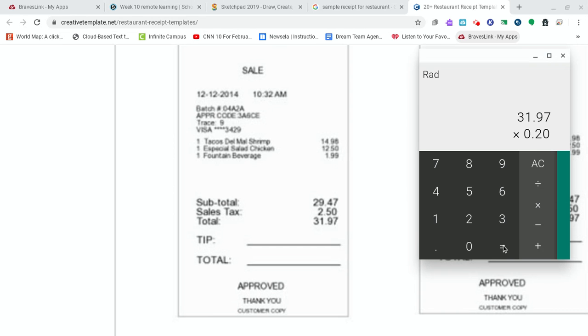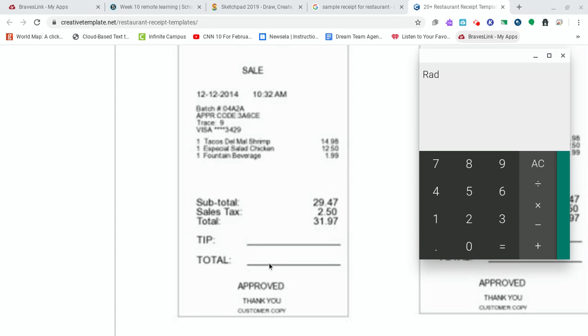So the tip that I would give is $6.394. No, $6.39. Remember, we only go two places after the decimal. So $6.39. So I would write 6.39 here. And then I'm going to clear that out.